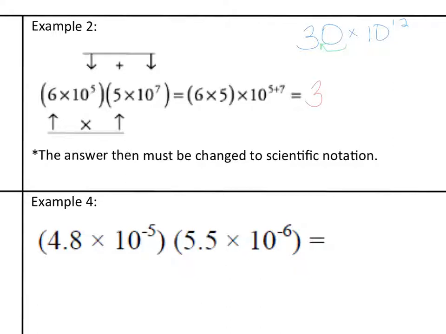If we move it one more to the left, we get 3.0, or just 3. And since we moved it one more to the left, we've added 1 to our exponent on 10. So we get 3.0 times 10 to the 13th, or 3 times 10 to the 13th, however you want to look at it. But it's important to note that if your answer is not in scientific notation, you've got to go ahead and change it into scientific notation if you are asked.